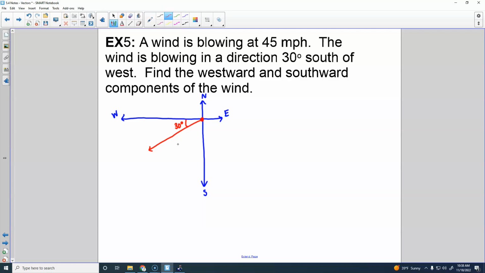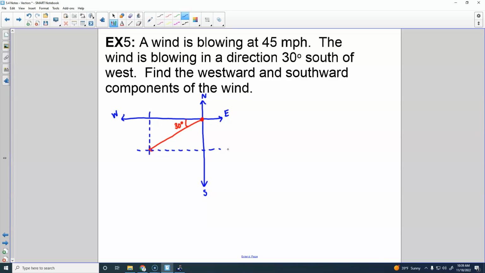Okay. Now, this one is not asking us to add vectors together. It's saying basically they've already been added together. I want you to break them back apart. Okay? So what we've got to do is make a parallelogram here. We want to know the south and the west components. So these are going to be right angles. Your south component will be straight down. Your west component will be horizontal here.